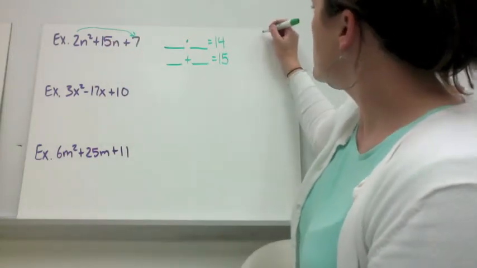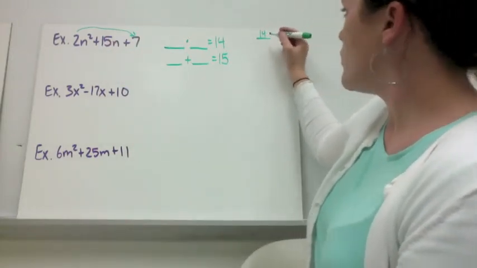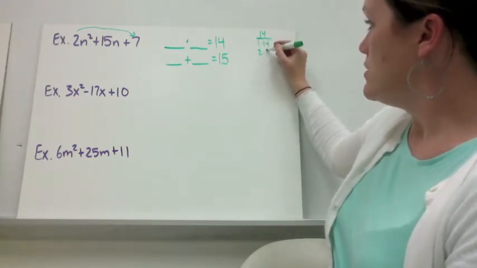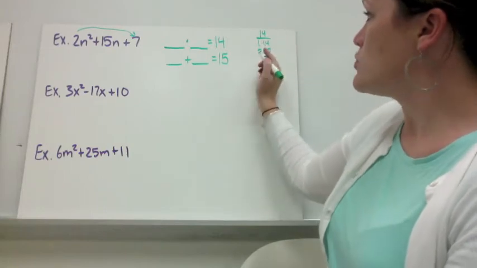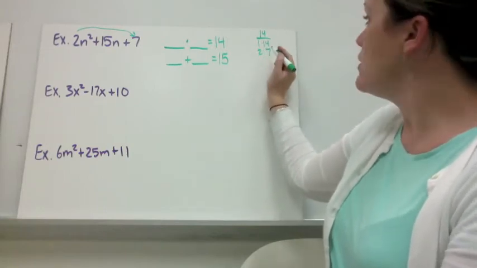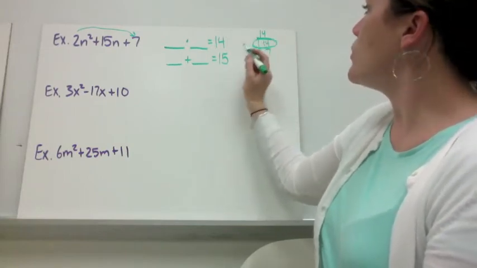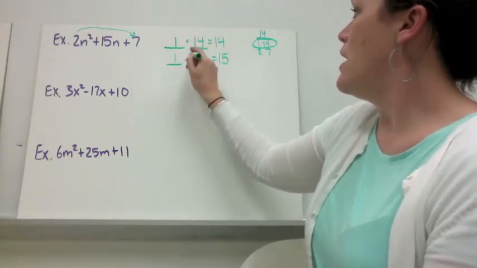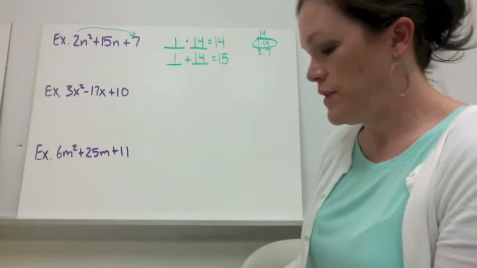So the a times c part is what's new. We look at 14. What numbers give us 14? 1 times 14, 2 times 7. What numbers will add to give me 15 would be 1 and 14. So we have 1 times 14 is 14, and 1 plus 14 is 15.